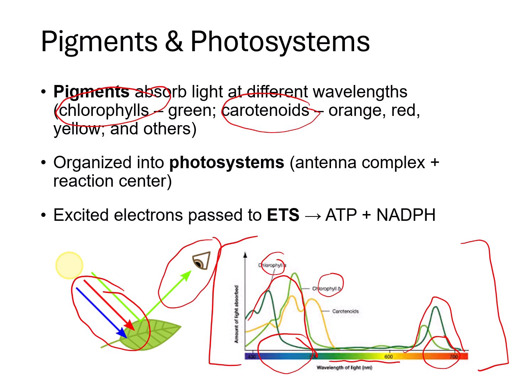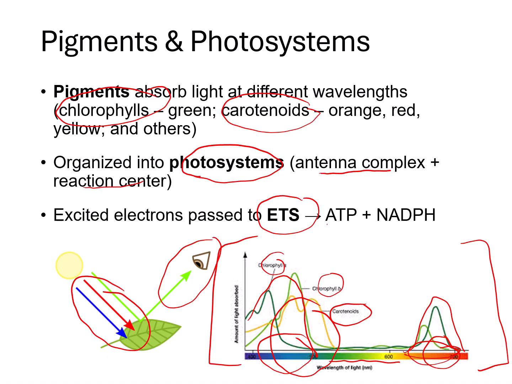Carotenoids are another type of pigment. They're going to appear reddish-orange. They appear reddish-orange because they don't absorb in that region. Carotenoids absorb green or blue light. Pigments are going to be arranged in photosystems in our photosynthetic organisms, and these photosystems are composed of an antenna complex and a reaction center. We're going to see that light excites electrons in the reaction center, and these electrons will be then passed on to an electron transport system to make ATP and NADPH.